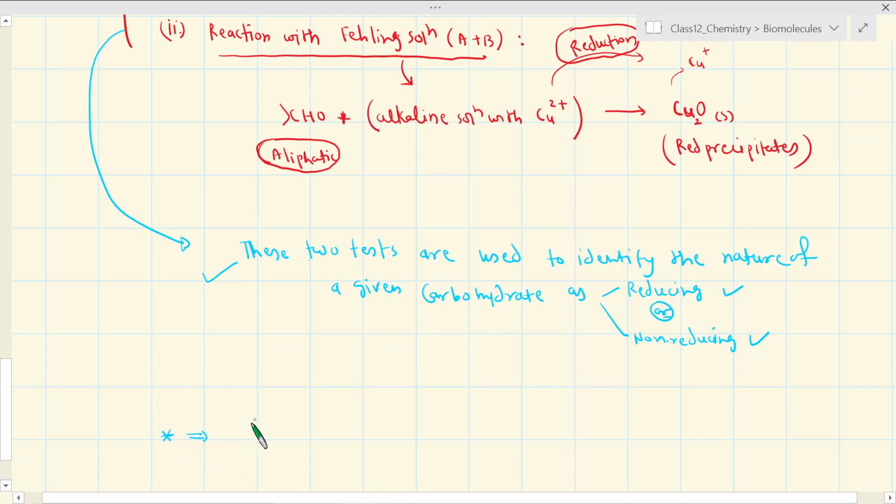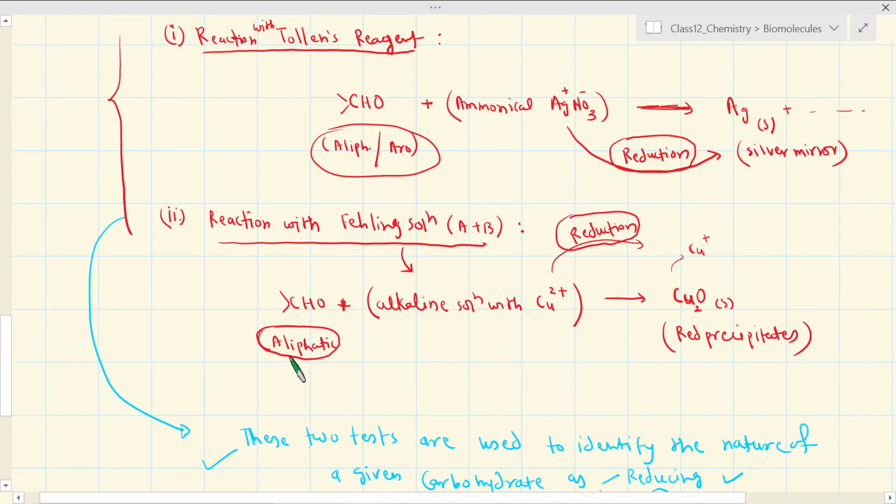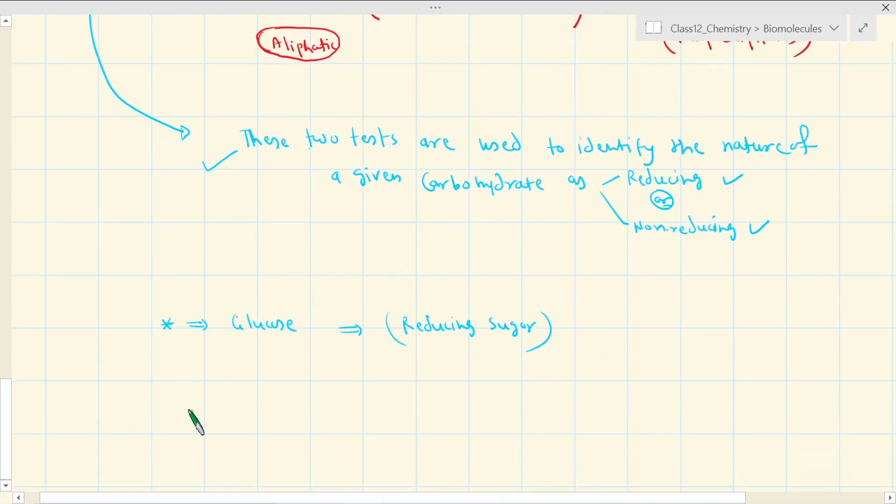If you consider these things, we can say that glucose is a reducing sugar. Anyway, it is aliphatic, so it will give both the tests. All our sugars are aliphatic, so we will get both the tests. Now the problem for you may be, if I write here that fructose is also a reducing sugar, how will you explain this?